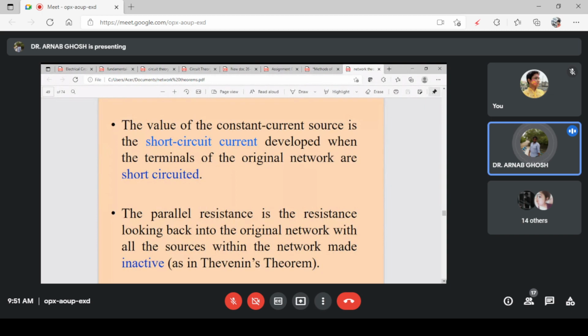So what you will be doing is calculating the resistance of the network between the terminals A and B, if A and B are considered to be the terminals across which the load resistance was connected. You have to calculate the equivalent resistance of the entire circuit, leaving out this load resistance. That will be the parallel resistance in parallel with the constant current source.